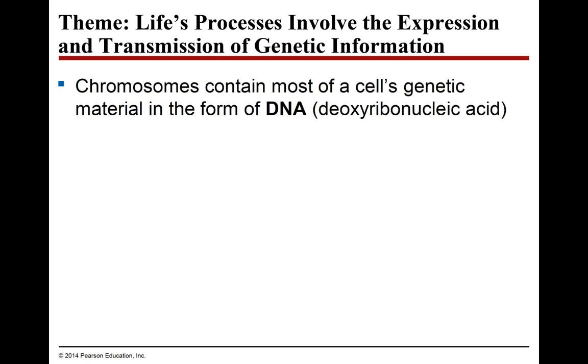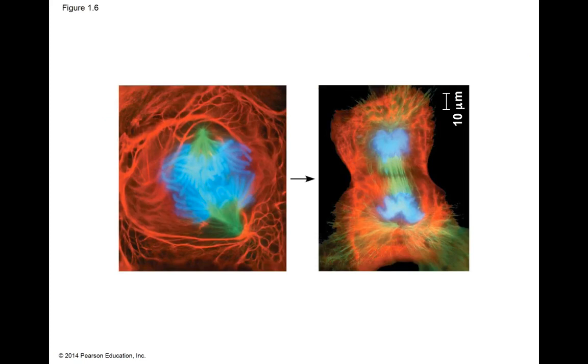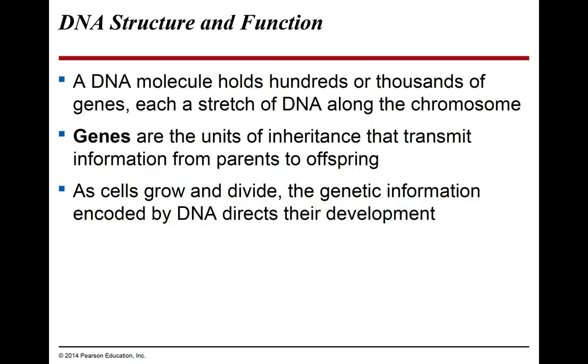So the chromosomes contain most of the cell's genetic information in DNA, deoxyribonucleic acid. Okay, you can see these little blue guys here are chromosomes, and they are being separated. This is the process of cellular division, but the little blue guys there are chromosomes, which are made of DNA. Pretty cool.